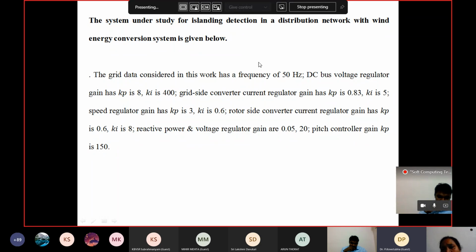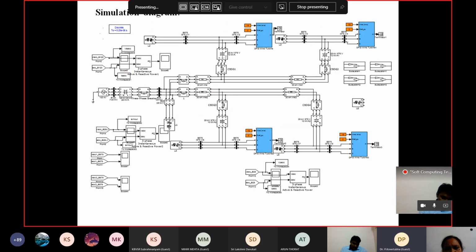I have adopted these values for my system, and that means you have to select this data very carefully, using the trial and error method. Whichever data is suitable for your system, you should adopt those parameters only. This is the simulation diagram.